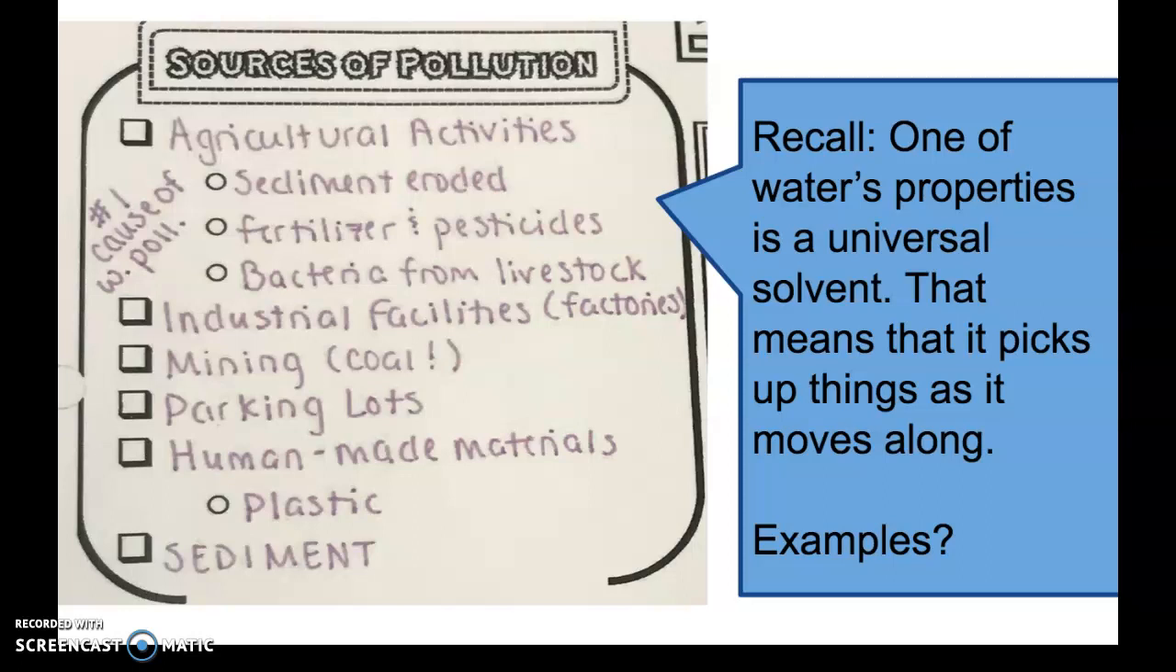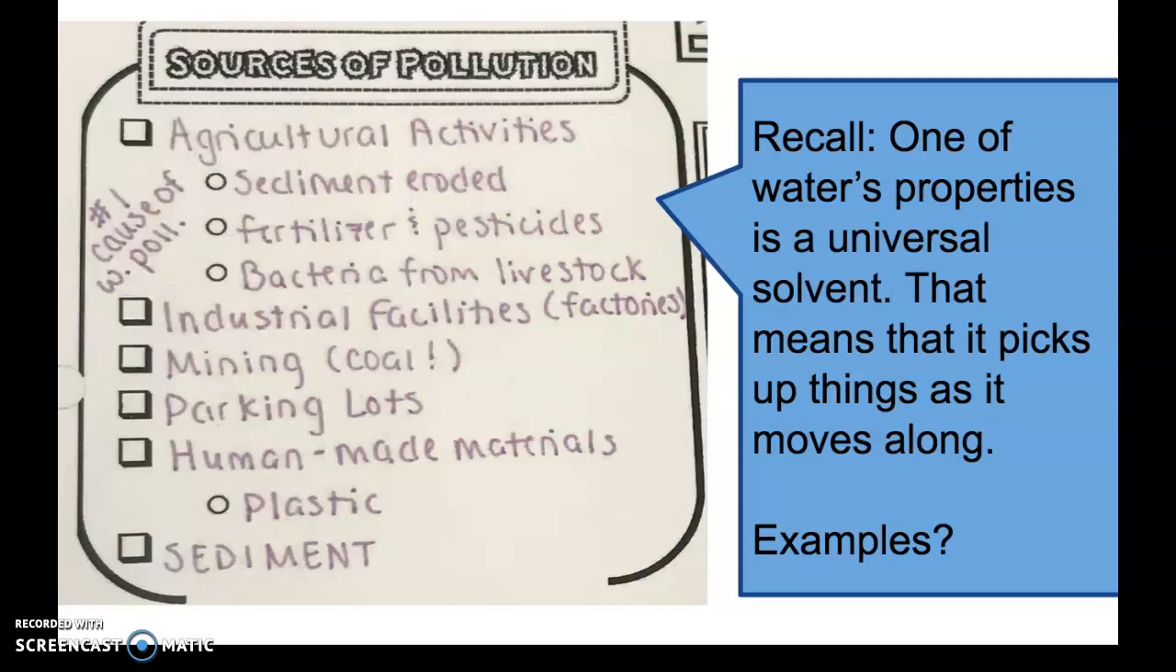Fertilizers and pesticides. Again, recall one of water's properties is that it's a universal solvent. So it's picking up everything that it passes over as it runs off, including those fertilizers and pesticides that we put on our fields for our crops to grow. We want our crops to grow, but we also don't want to be polluting the water, because those fertilizers can cause eutrophication. Remember, the algae blooms and then the algae dies, and then bacteria come and they use up all the oxygen and everything dies because there's no oxygen. So that can happen if we have too many fertilizers.